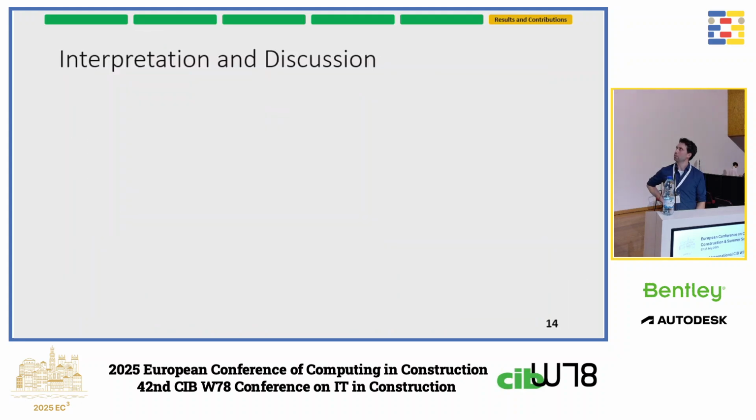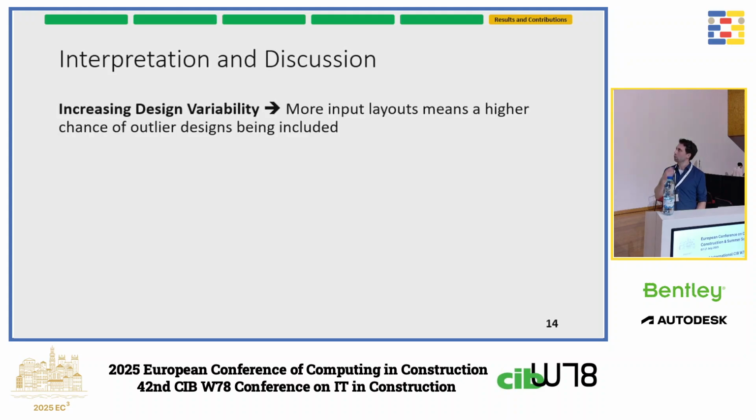I'll give some quick interpretation and discussion. The first thing was that once you increase the number of input layouts, you get a lot more variability, and because of the way the method was set up, the more variability you get, the wider the ranges of acceptable values get, and then you get into this area of, well, anything's acceptable, right? That was one of the big takeaways.